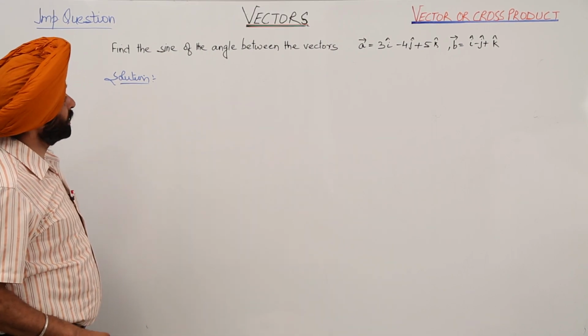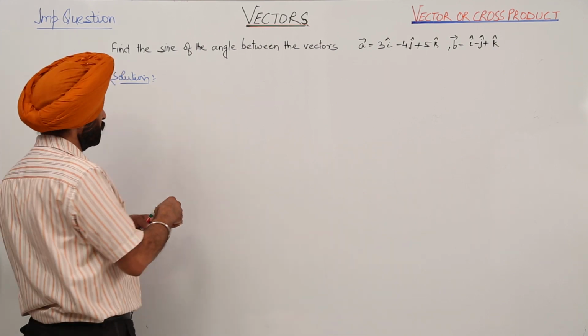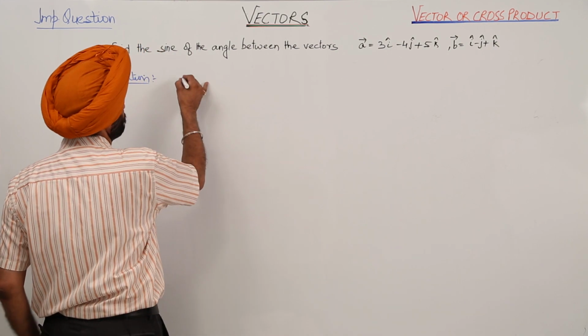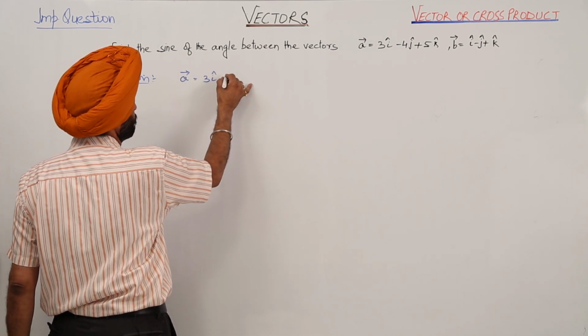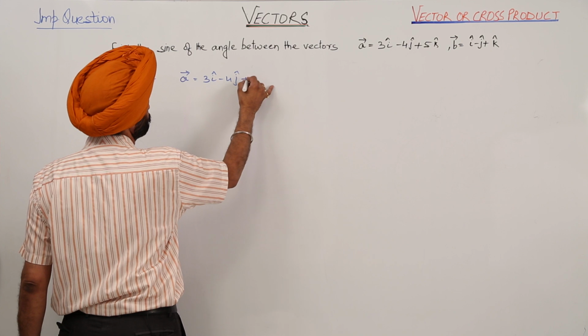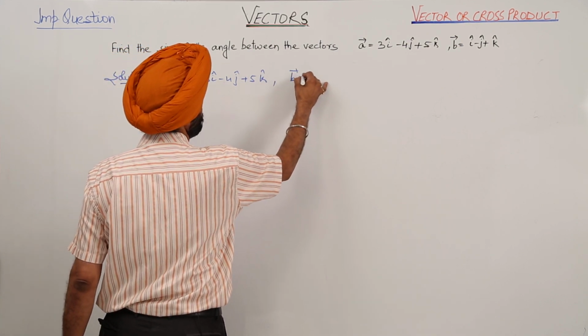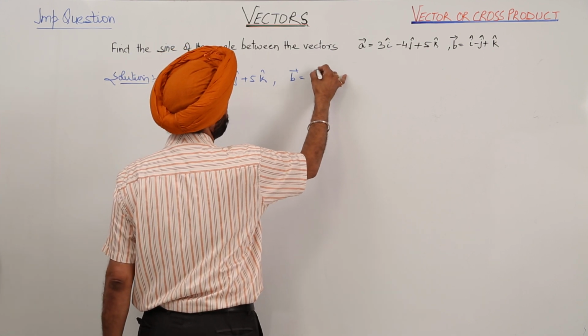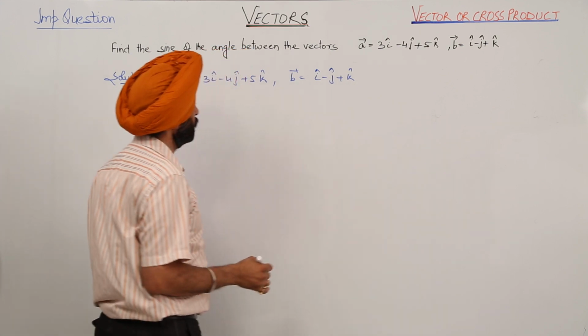Find the sine of the angle between the vectors A and B. Now vector A is 3i cap minus 4j cap plus 5k cap. Vector B is i cap minus j cap plus k cap.